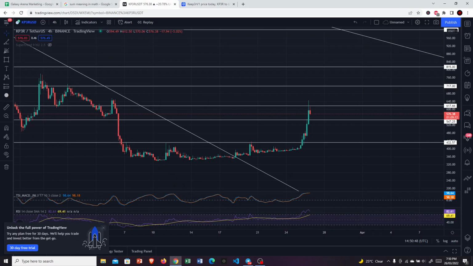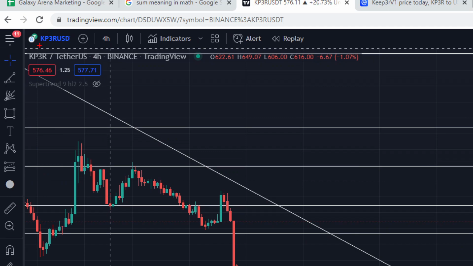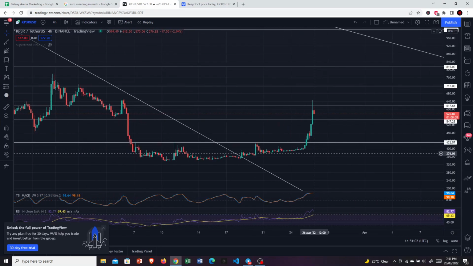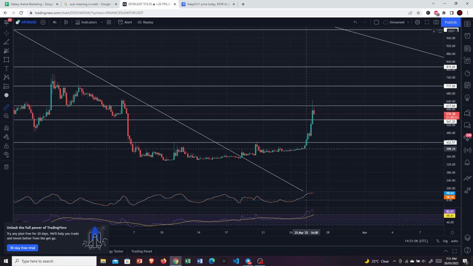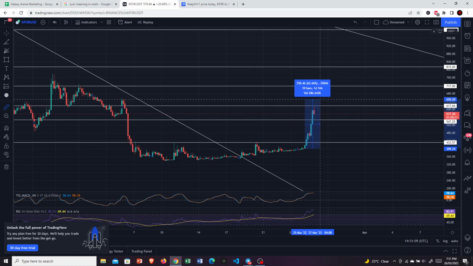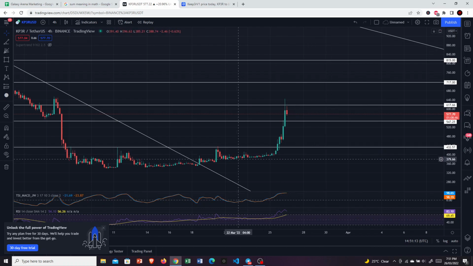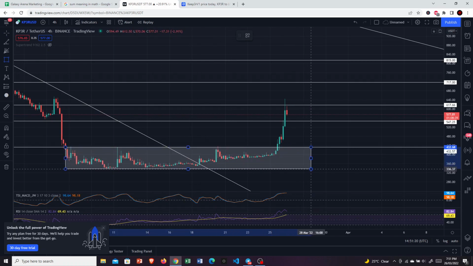So let's look at the Keeper 4-hour chart over here, and I have opened the Keeper USDT 4-hour time frame chart on Binance. As you guys can see, Keeper has pumped almost 60% from this range over here. For the past few weeks we were in an accumulation zone over here.